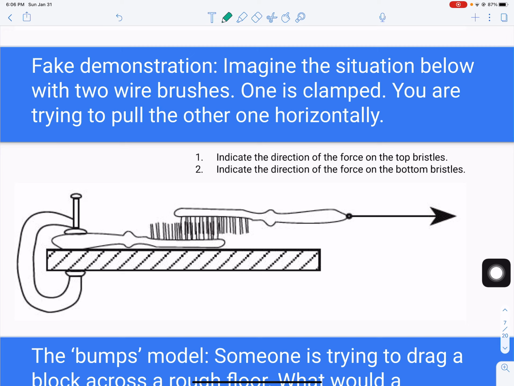So I think in both of these, the top bristles are going to bend this way. This is the direction of the bend, and so this is also the direction of the force. It's actually a normal force, in case you're wondering, on the top bristles by the bottom bristles. And then whether or not it moves, the bottom bristles are going to bend this way. And so that means the direction of the force on the bottom bristles by the top bristles is that way.